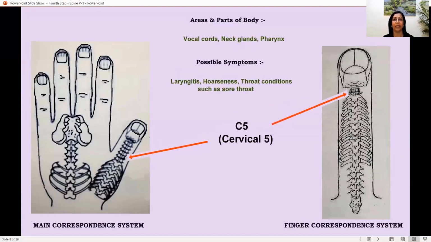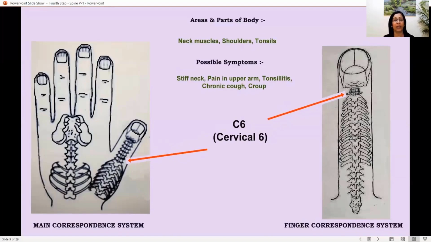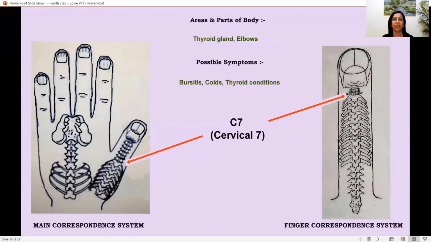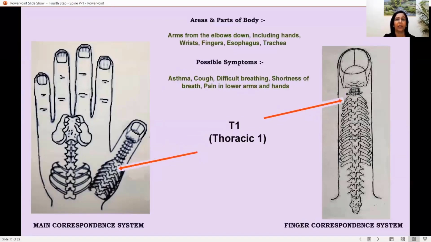C5 is for vocal cords, neck glands, pharynx, symptoms being laryngitis or hoarseness, throat conditions such as sore throat, etc. C6 is to be treated for neck muscles, shoulders, tonsils, possible symptoms being stiff neck, pain in the upper arm, tonsillitis, chronic cough, or croup. C7 is treated for the thyroid gland or elbows, and possible symptoms being bursitis or colds or thyroid conditions like hyperthyroid or hypothyroid conditions.